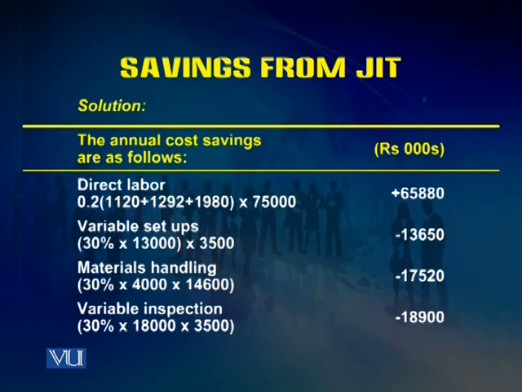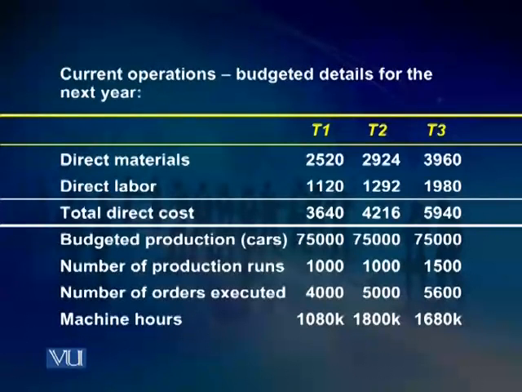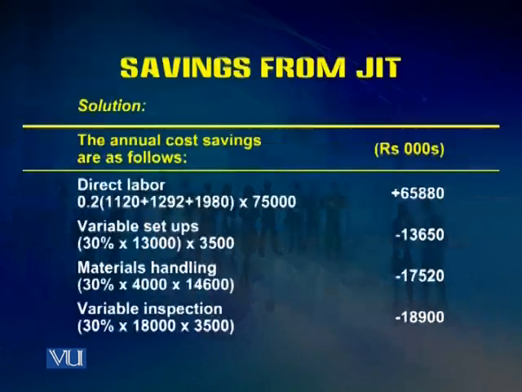Direct labor, we were told, was going to increase by 20%. So if we quickly go to the cost where direct labor cost is shown, the slide shows that T1 cost of direct labor is 1120, T2 is 1292, T3 is 1980. This is the cost of direct labor, and we are saying that this cost is going to increase by 20%. So we add all these three, take 20% and multiply that by 75,000, which is the number of cars that we are going to produce of each type.